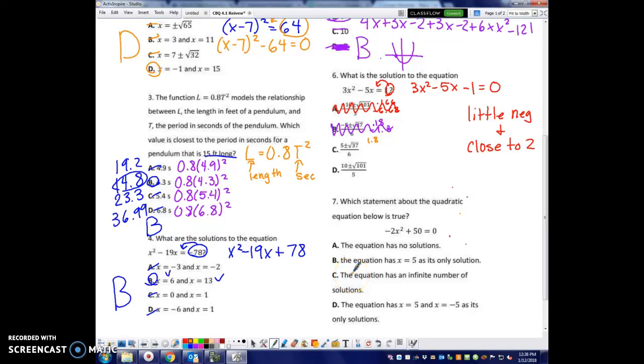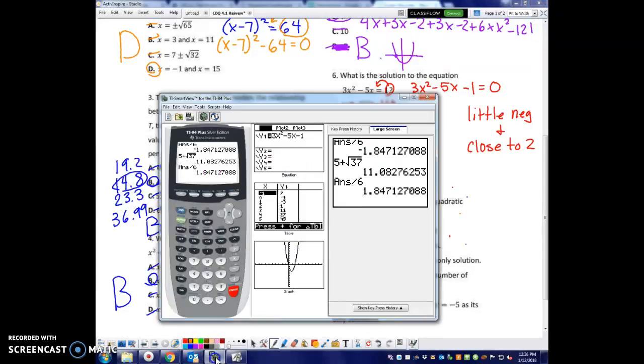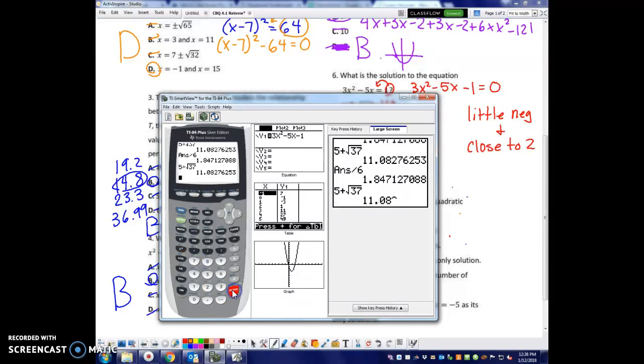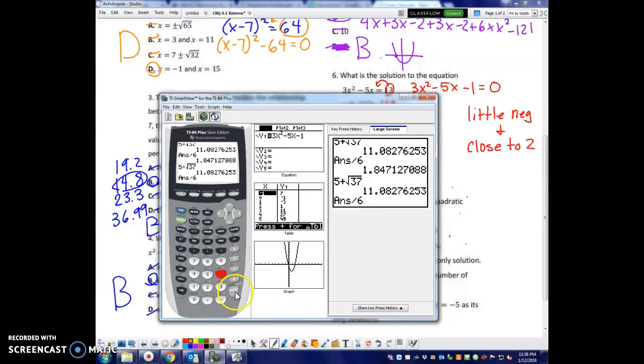Okay, so we just got done going over finding out that after typing this in, it is 1.8. So now we're going to do 5 plus the square root, oops, clear, plus the square root of 37 divide by 6. Oh, we were supposed to do minus, sorry. 5 minus the square root of 37 divided by 6 is negative 0.18.